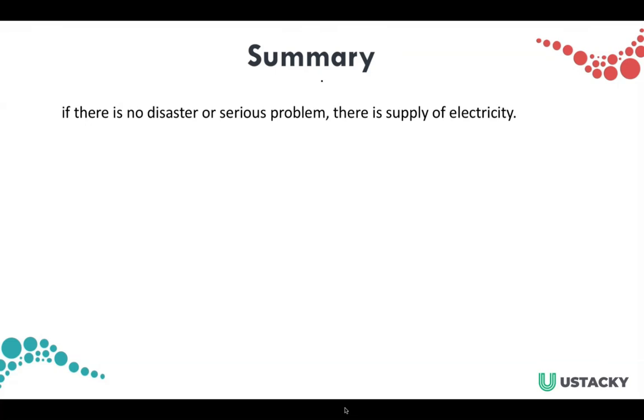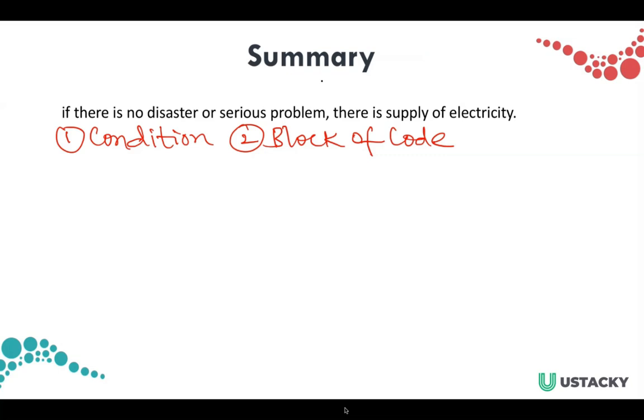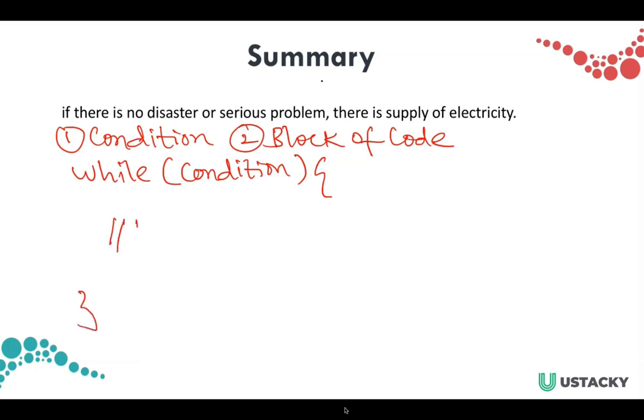This statement conforms with while loop in software development. While loop has two components. The first one is a condition, and the second one is a block of code to be executed. It is written as while, this is the condition, and this is a block of code to be executed.